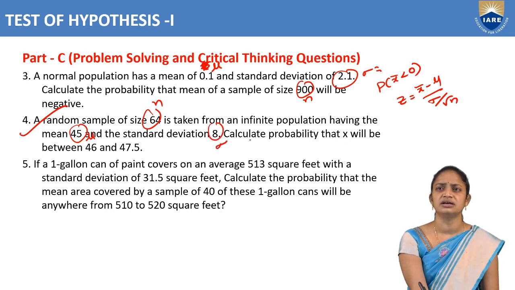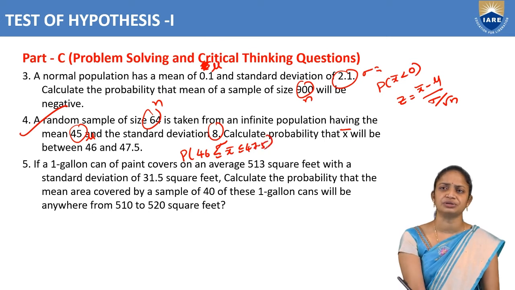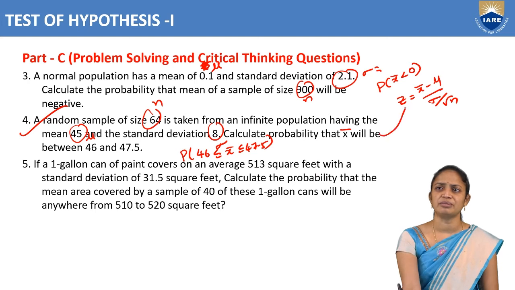Calculate the probability that x bar will be between 46 and 47.5. So here also it is the same. We have to find 46 less than or equal to x bar less than or equal to 47.5, because this is a continuous probability distribution now. So that's why we have to use this one. Okay, so the formula is the same.